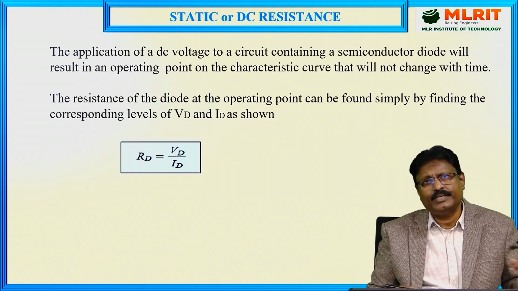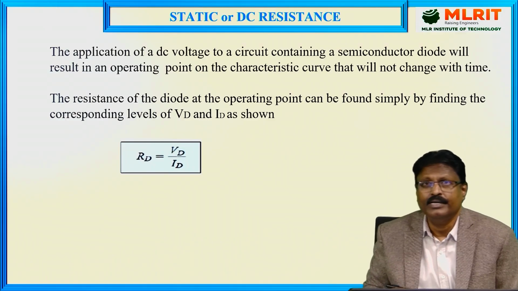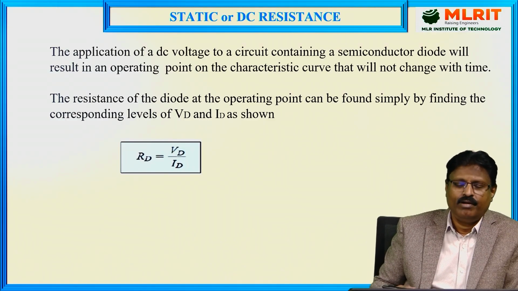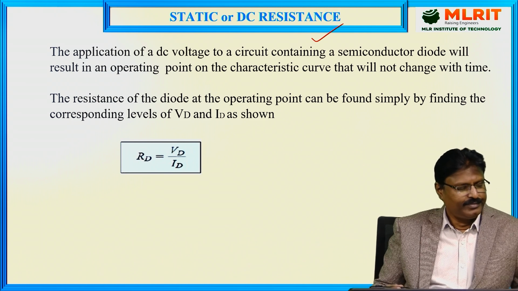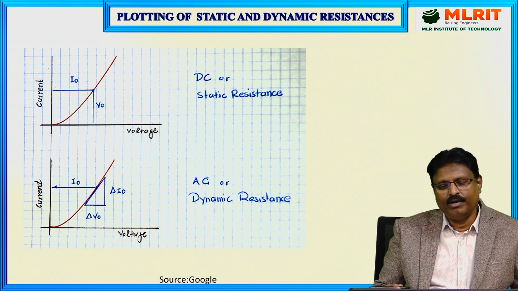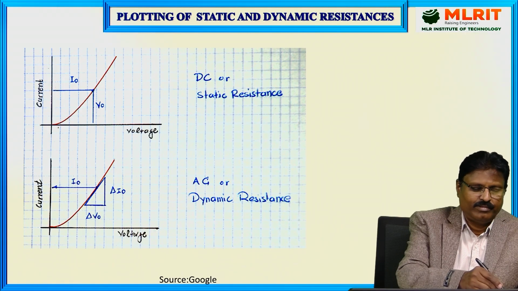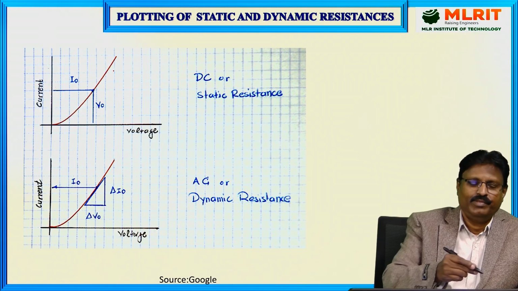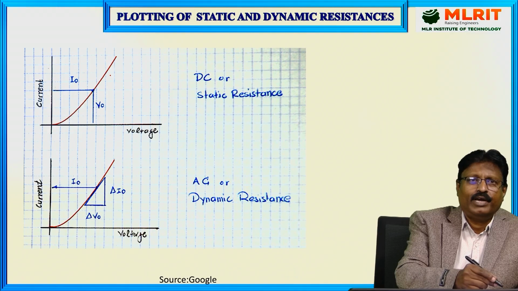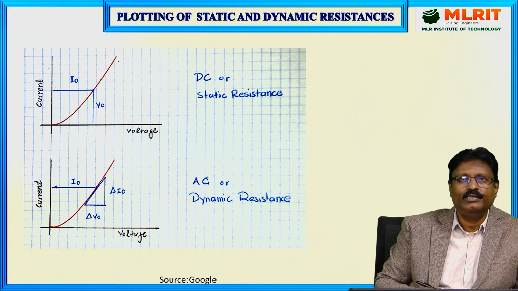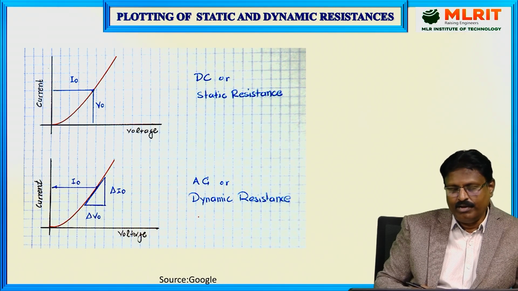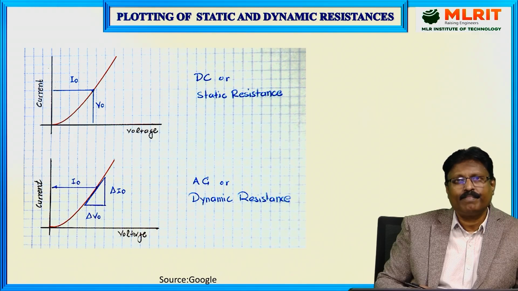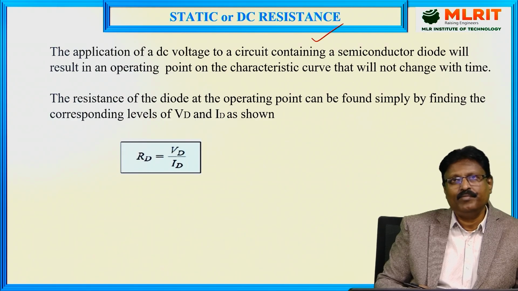And next, about the static or DC characteristics. Okay. So if you take the curve, how to calculate the static or DC characteristics? So this is the curve or the forward characteristics of the diode. By this forward characteristic curve of the diode, how to calculate the DC or static resistance? And by the forward characteristics of the curve, how to calculate AC or dynamic resistance? That will be discussed here. Okay. So first of all, what do you mean by static?